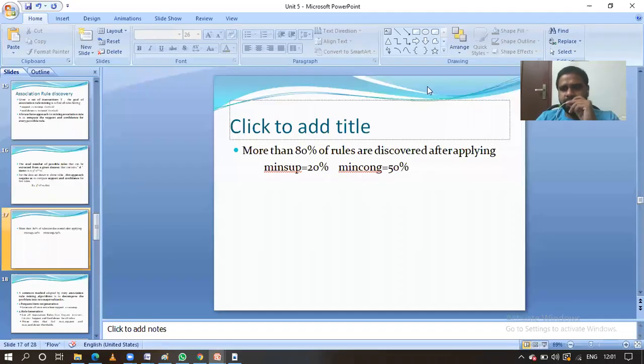Here we can reduce the number of rules by 80% by applying minimum support equal to 20% and minimum confidence equal to 50%. Then we can reduce the number of rules by 80%, guys. No need to calculate the support and confidence of all rules. We can reduce it by applying the minimum support 20% and minimum confidence 50%.